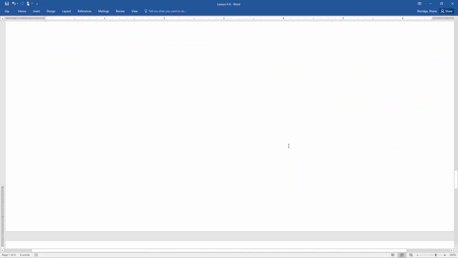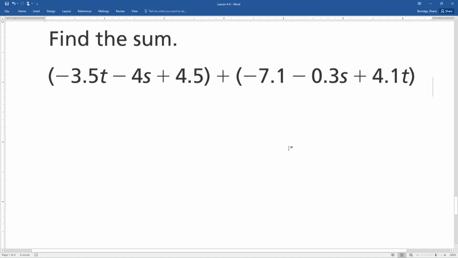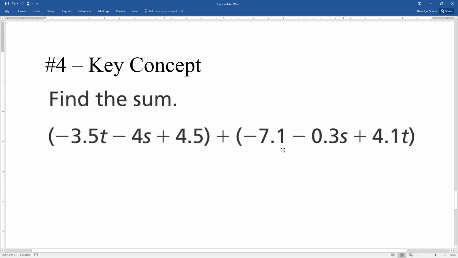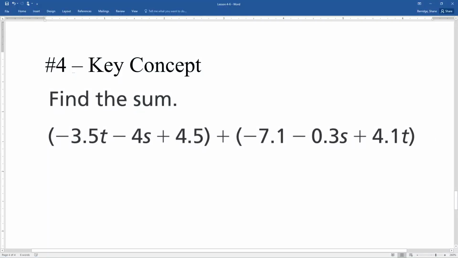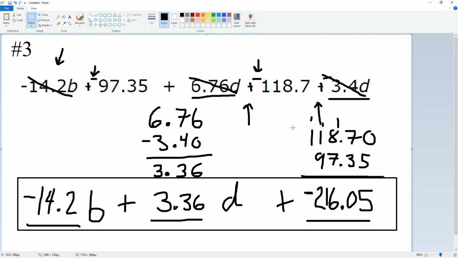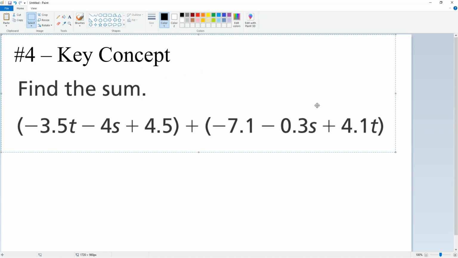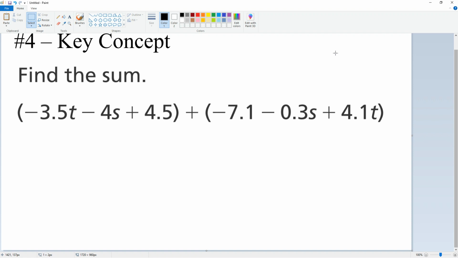All right, one last problem here. Okay, this is our last one. So I'm going to go ahead and jump this over into my paint here. And I'm going to say, okay, this is number 4. Let's go ahead and find the sum.